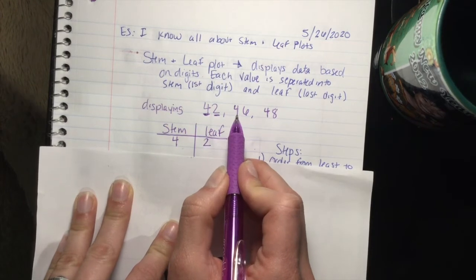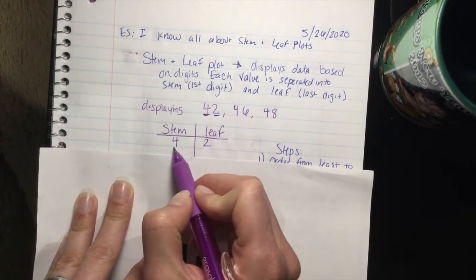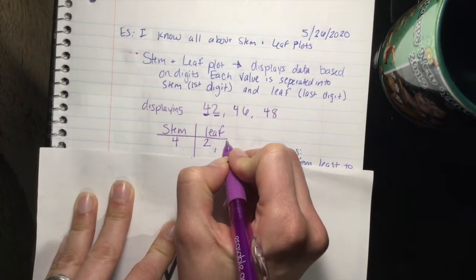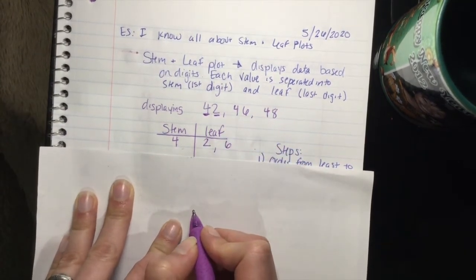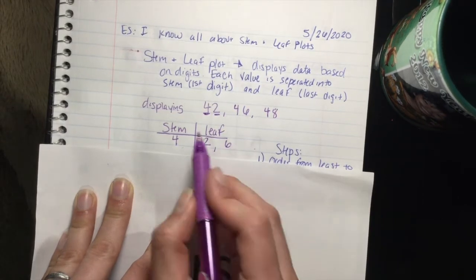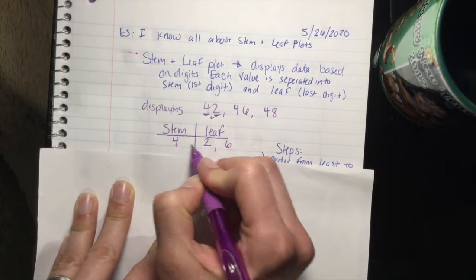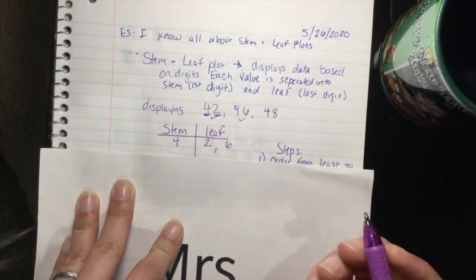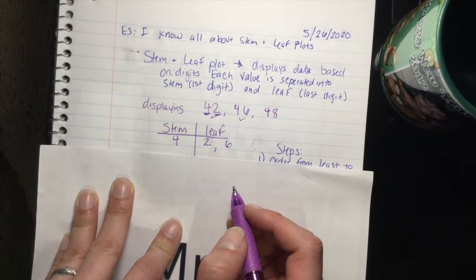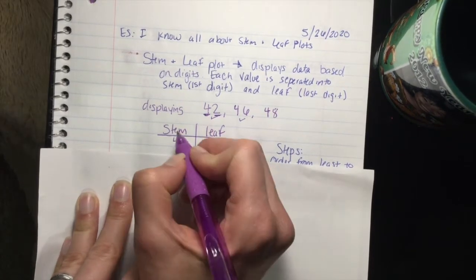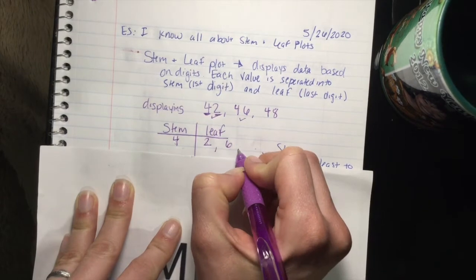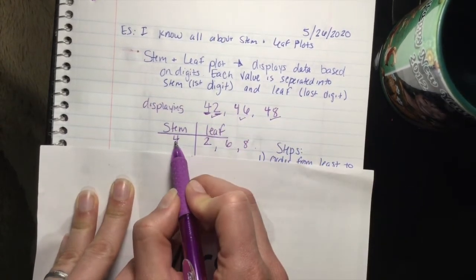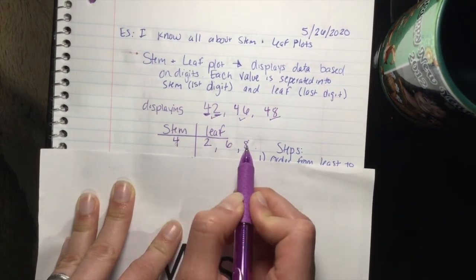But I have to display 46 as well. I already have a 4 here, so I do not need to repeat that. I'm just putting in a 6. So that would be 46. I already displayed 42, now I'm displaying 46, and now I'm displaying 48. How do I put my 48? I've already got my 4 here, and I'm just going to put my 8 right behind my 6. So you see that this is 42, 46, 48.